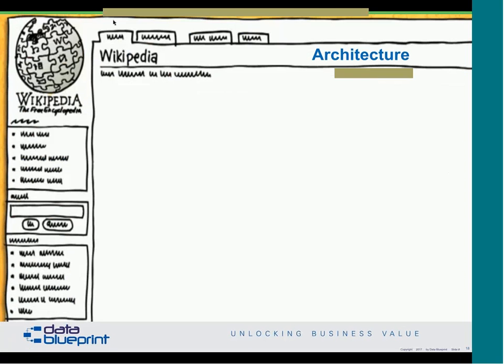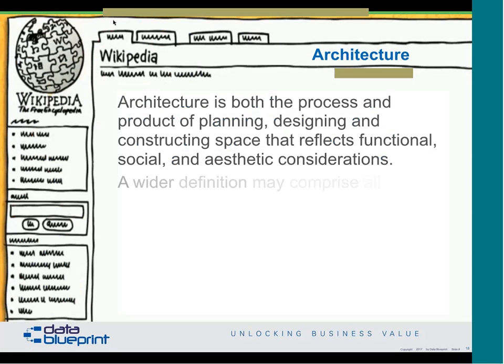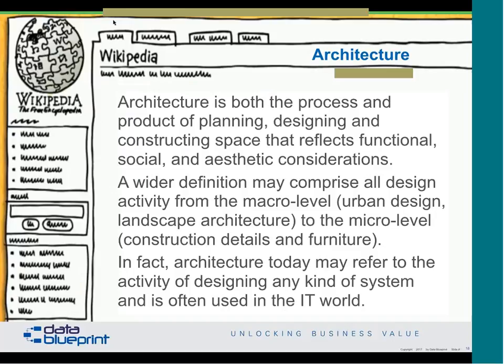Now let's dive in a little further and talk about what is architecture. We get a couple of definitions. First one is a process and the product of planning and designing, constructing space. Now they talk about space, we're going to talk about conceptual things as well. But the idea here is that we need to have functional, social, and aesthetic considerations.